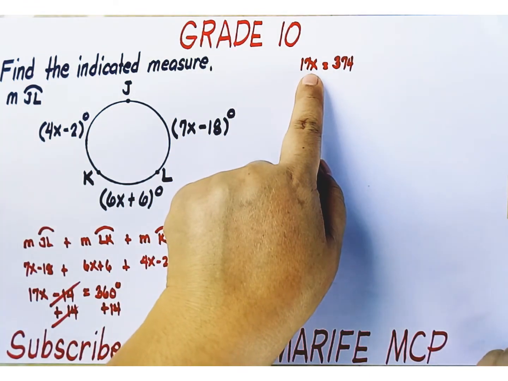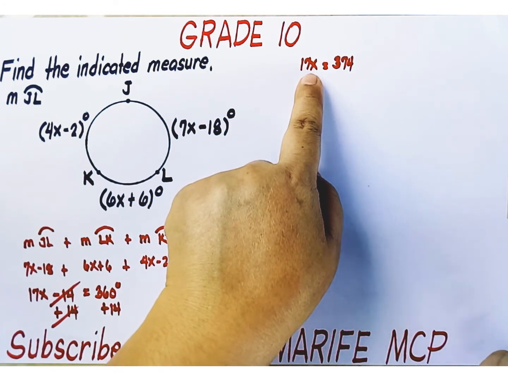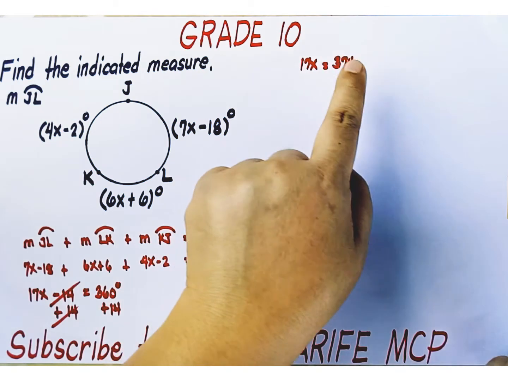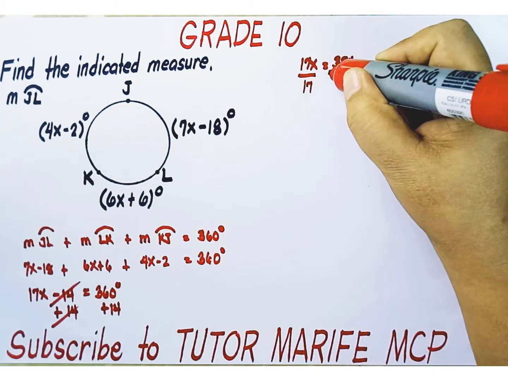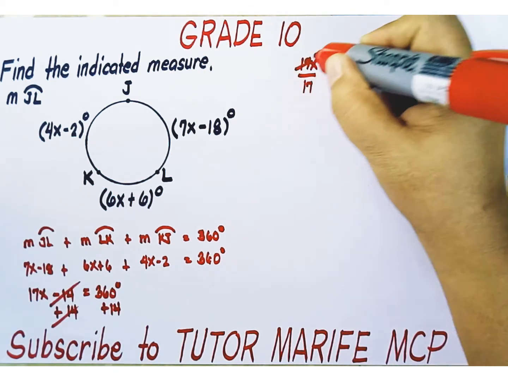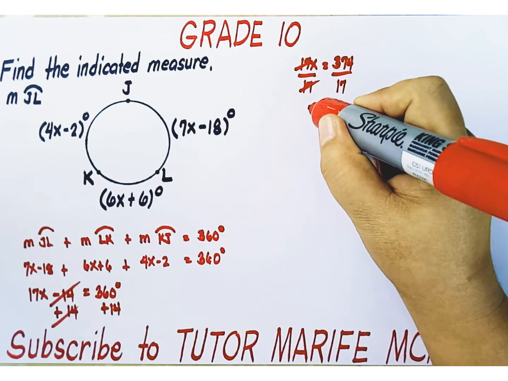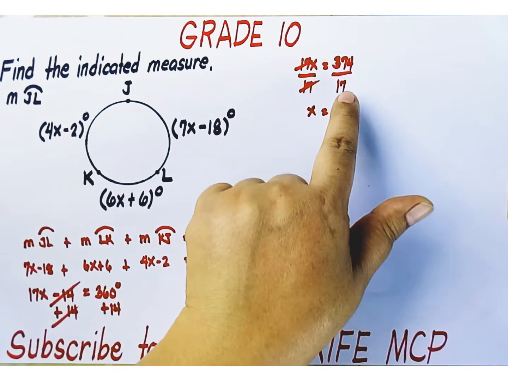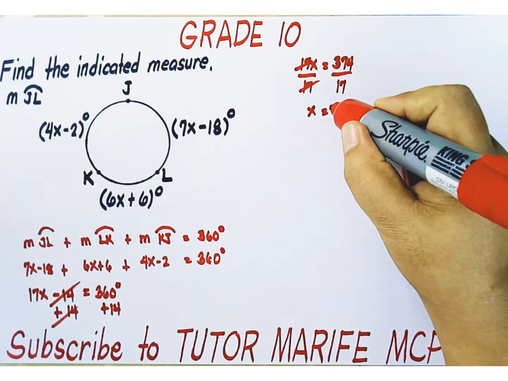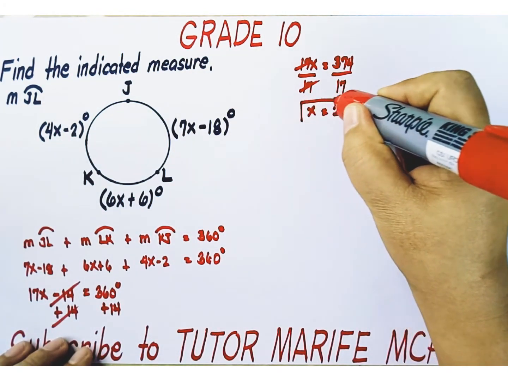To isolate x on the left side of the equation, let's use division property of equality. Divide both sides by 17. Cancel out 17s on the left side of the equation. So x is by itself on the left side of the equation. Evaluate 374 divided by 17. It's 22. This is the value of x.